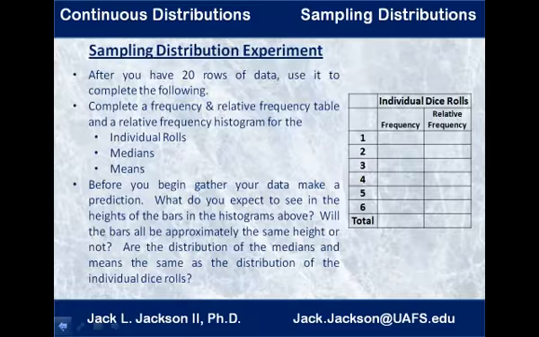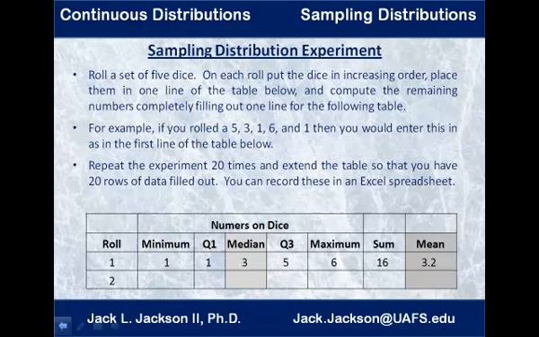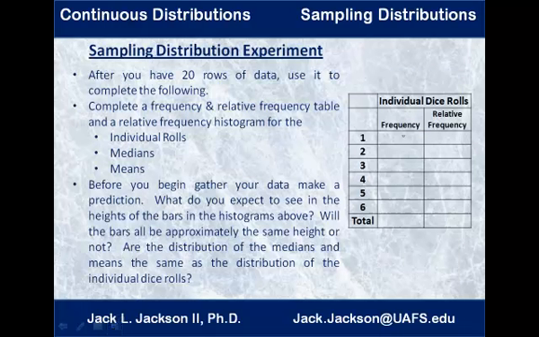So let's review what we're going to be doing. We're going to roll 5 dice, put them in order, write the information here, and compute the sum and the mean. The median will automatically be computed by putting them in order. Do this 20 times. When you're done, look at all the individual data values. Count how many ones you've got on the whole list of data, and put that as the frequency here.